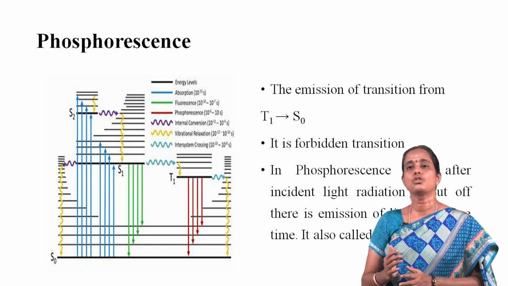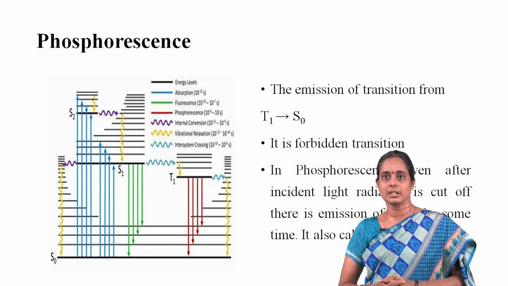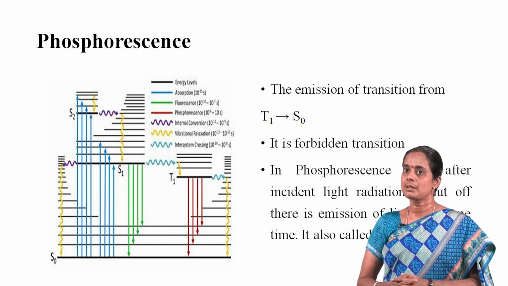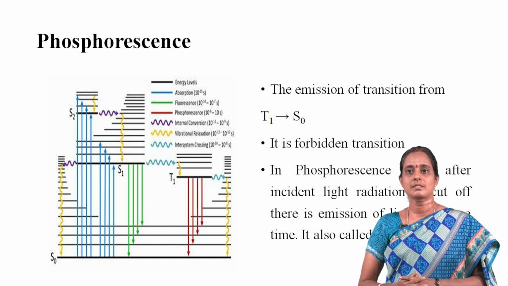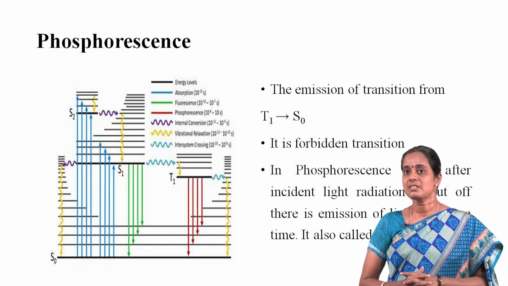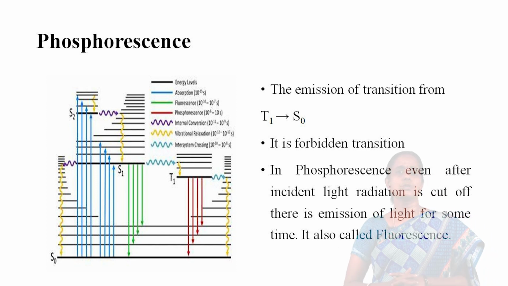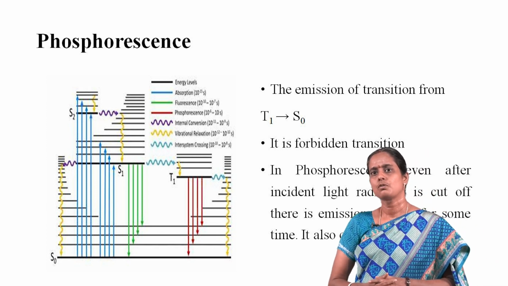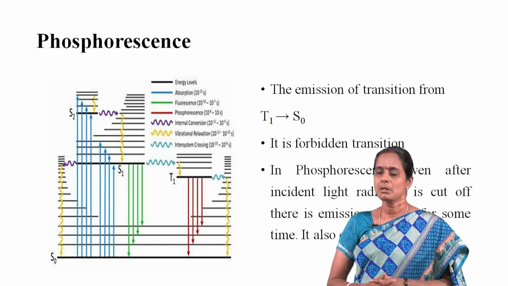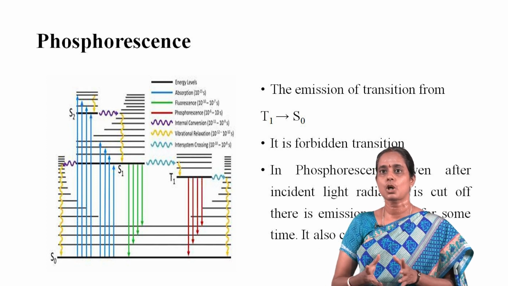Now, let us see phosphorescence, the other radiative transition. The emission of radiation from triplet to singlet, that is T1 to S0, is known as phosphorescence. It is a forbidden transition. In phosphorescence, even after the incident light radiation is cut off, there is emission of light for some time. It is also called delayed fluorescence. The substance which shows phosphorescence is called a phosphorescent substance. The name phosphorescence means glow in the dark.